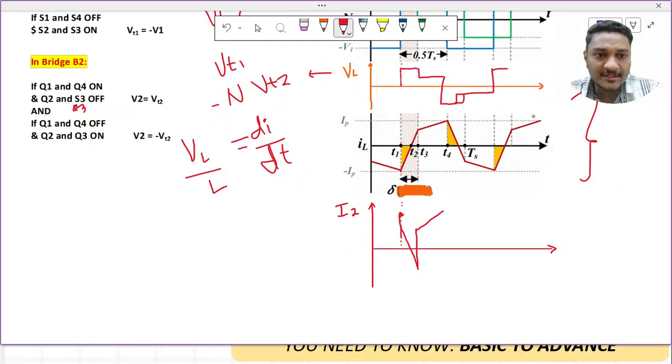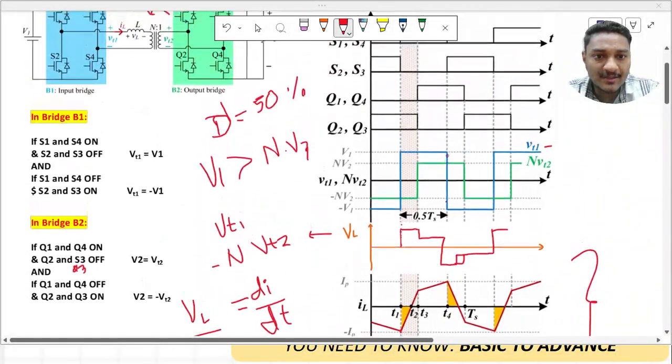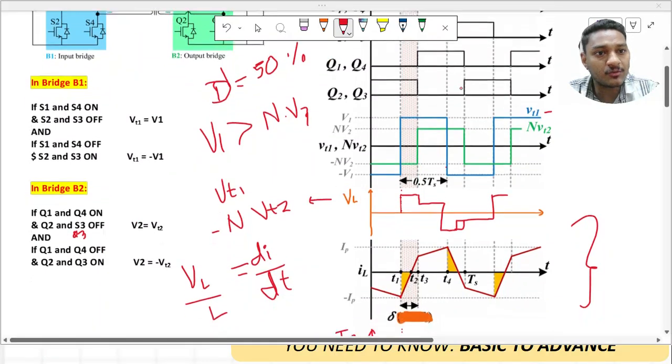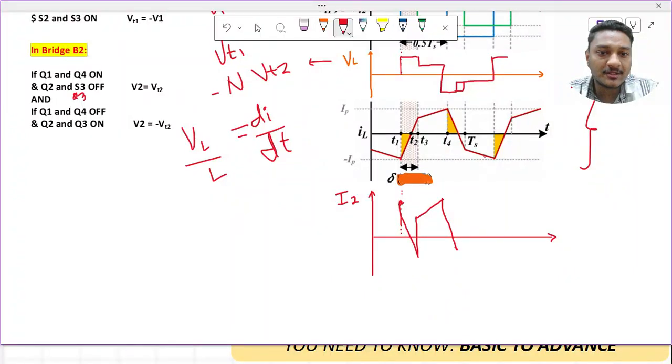Then after this particular point, Q1 and Q4 are again on, so I2 equals IL. IL is decreasing, so I2 will also decrease in the same way. Then again this point comes, with a negative slope of IL, and at this time Q1 and Q4 are off, so I2 equals minus IL. IL is decreasing, but I2 will actually be increasing, because I2 equals minus IL. So again this slope, and this will repeat.